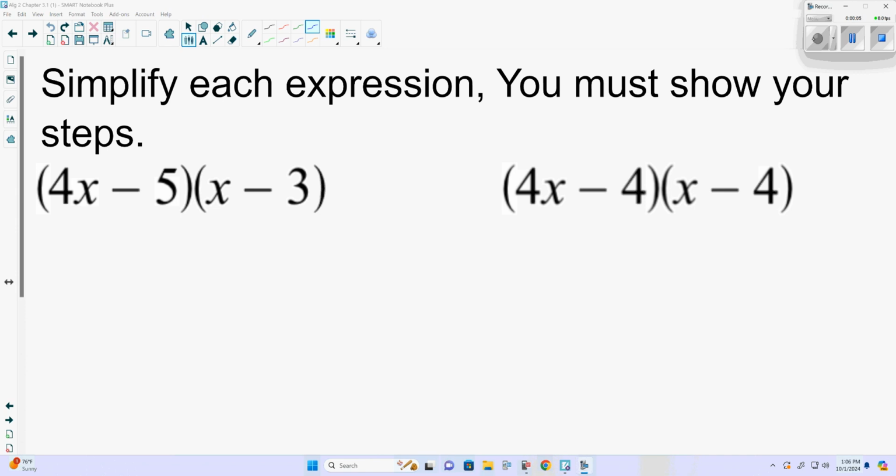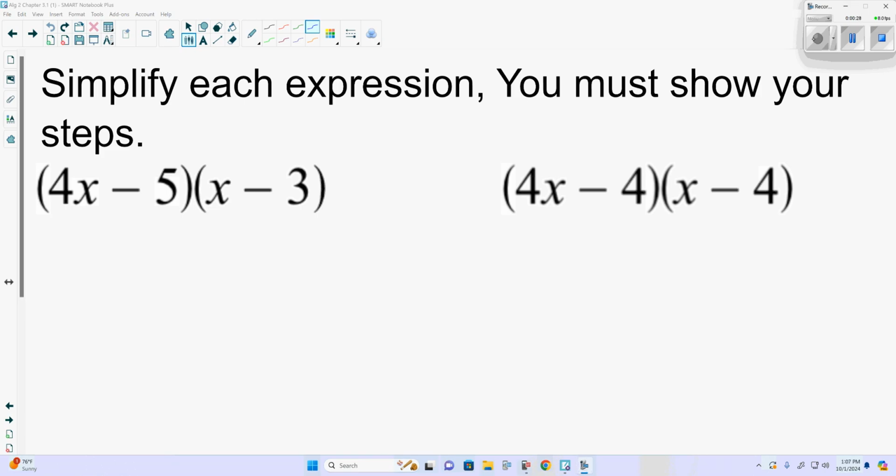All right, guys. Today we are starting chapter 3, going over quadratics, our quadratic formulas and equations. We're going to be solving quadratics, but the first thing we're going to do is talk about factoring. And factoring is really just the opposite version of distributing.